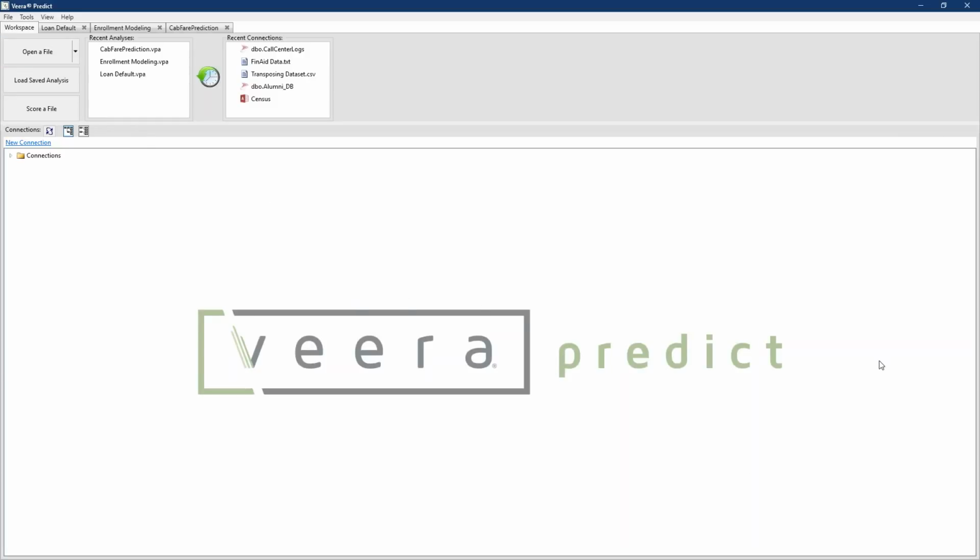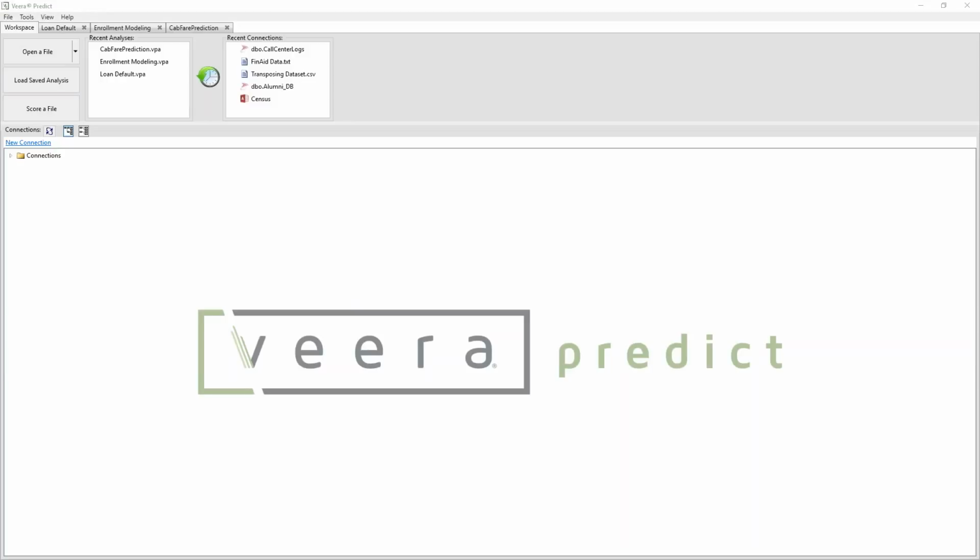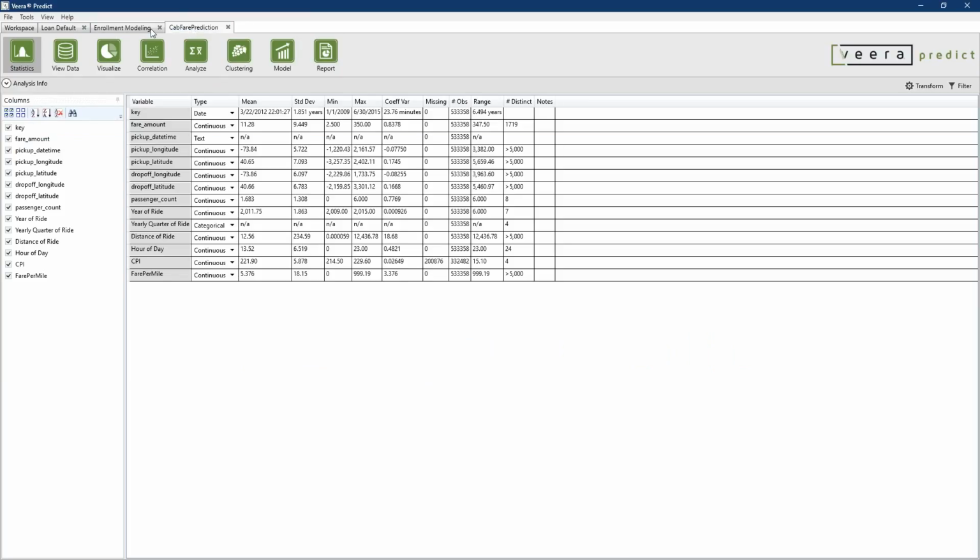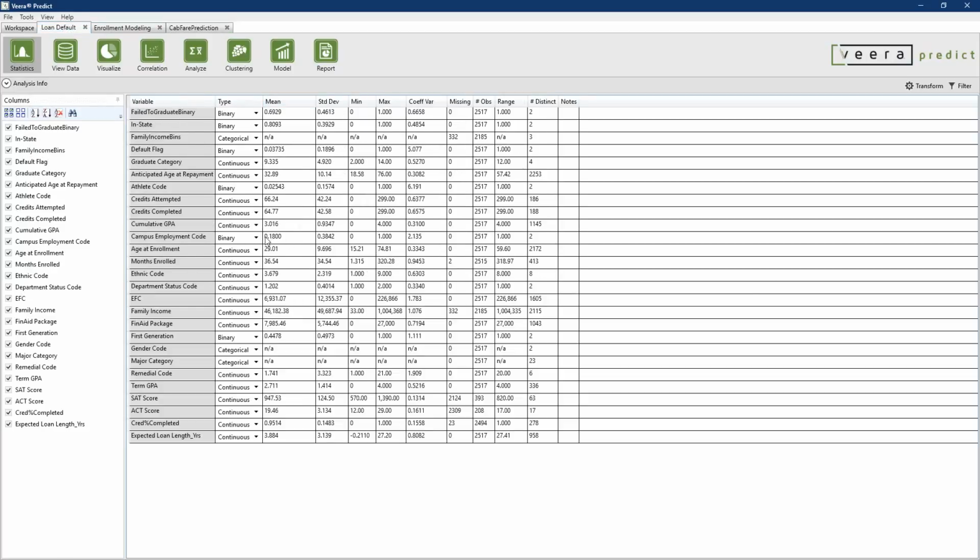Okay. So I think everybody's familiar with the Vera Predict. And then here, what I'm able to do is, obviously I can open a file or load a saved analysis. I've already done that, and I have these queued up because I wanted to make sure that we all had time to focus on as many use cases as possible. So just sort of picking one at random, we'll go with the loan default first.